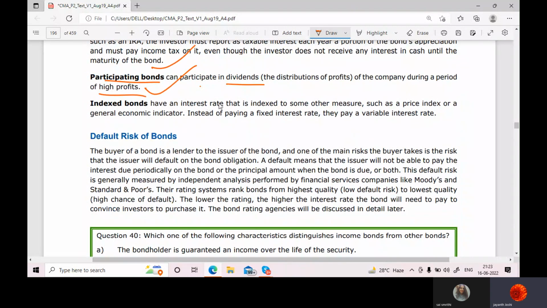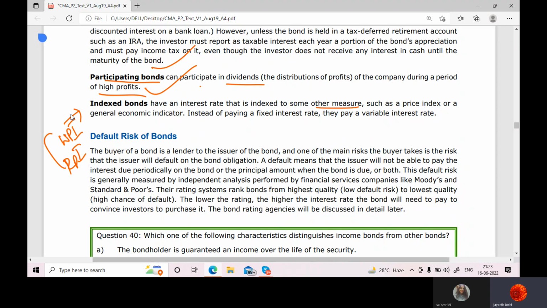Indexed bonds have an interest rate that is indexed to some other measure. Suppose they have linked the interest of this bond to the wholesale price index or retail price index. That means if this is rising, that means more inflation, things are getting costlier, so interest would be paid higher. So if this goes down they pay less interest, if this goes up they pay higher interest. The payment is not fixed, it's a variable interest rate.